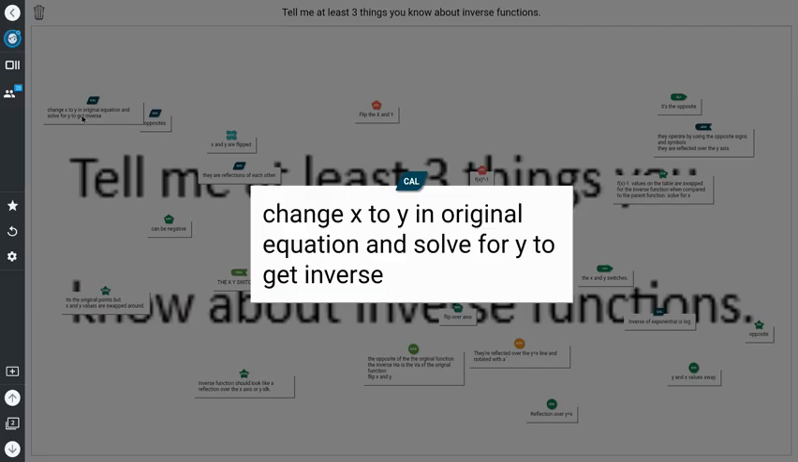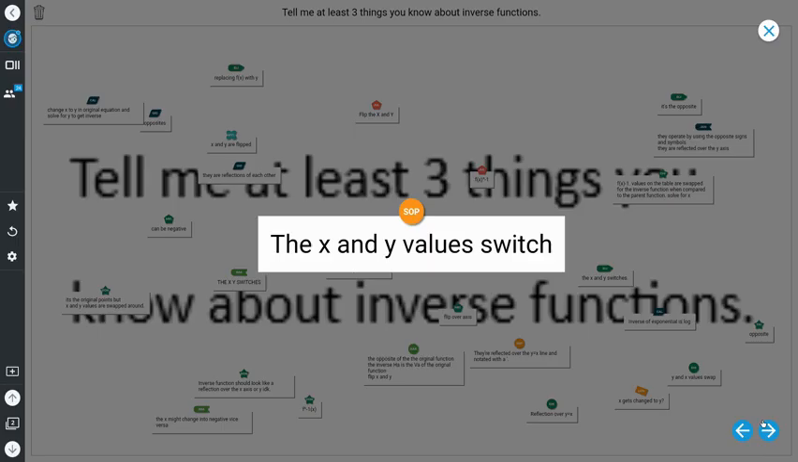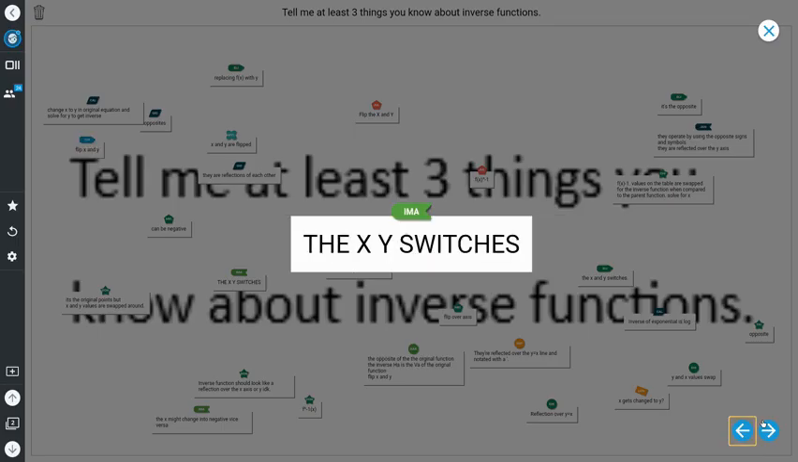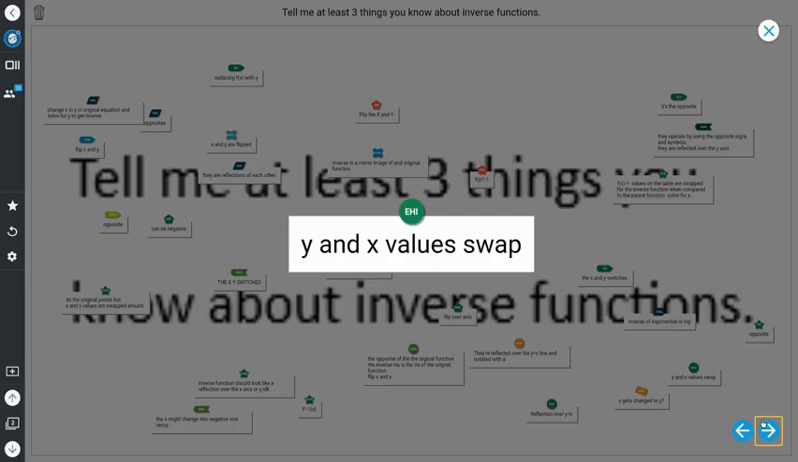Let's take a look at some of these. I know some of you guys are still typing, so let's go over some of these right here. All right, change x to y in original equations to solve for the inverse. All right, so if you're already given the inverse, you switch the x and y to find the original function. Very good. Okay, the x and the y values do switch. The x and y switch, right? That's what it says. X and y values swap.